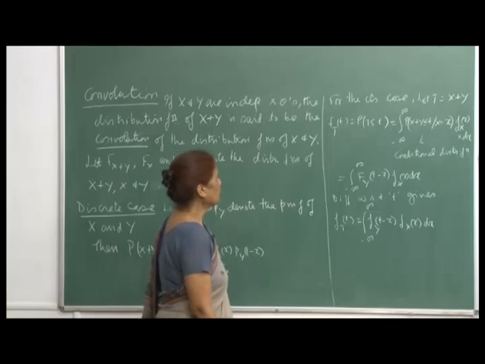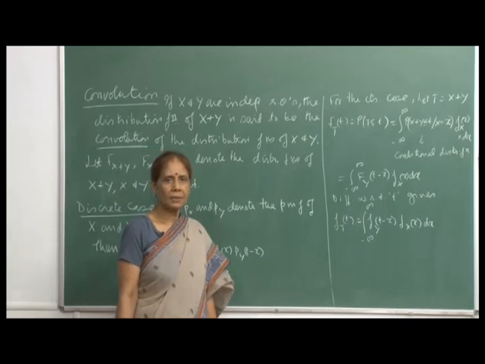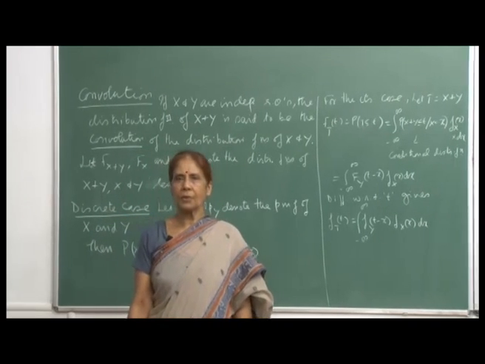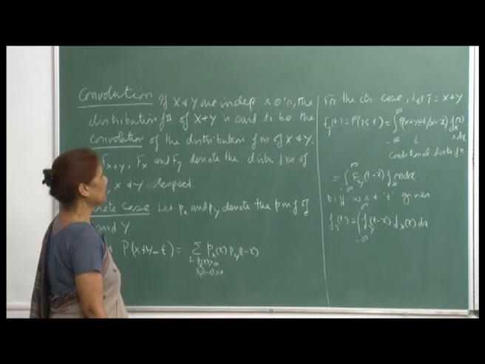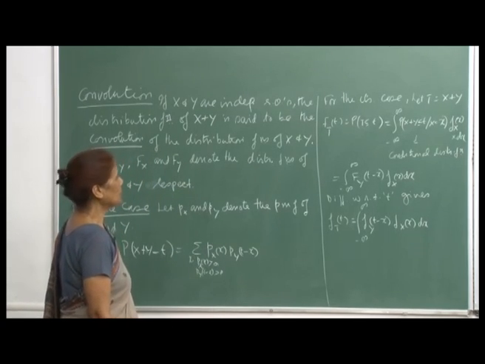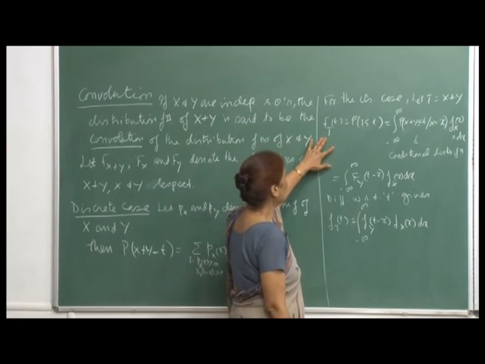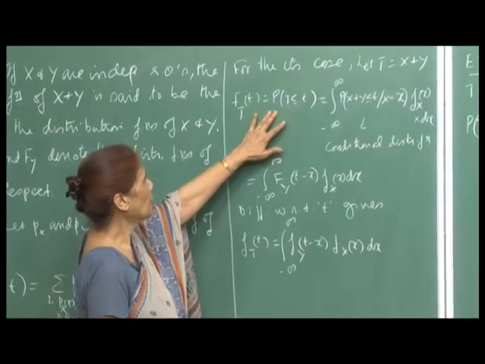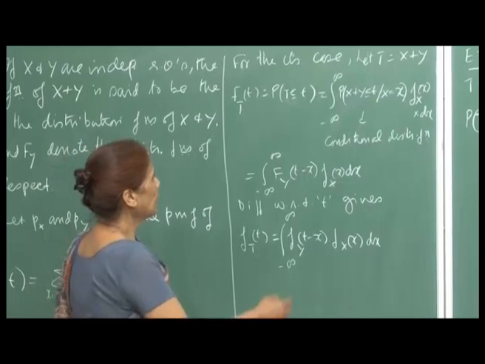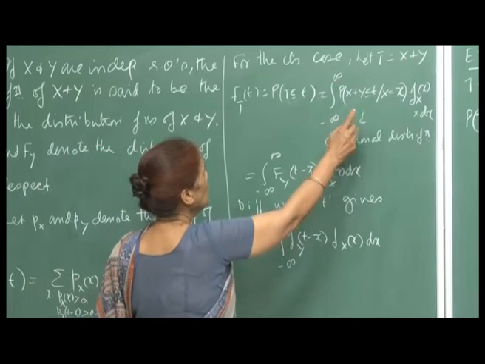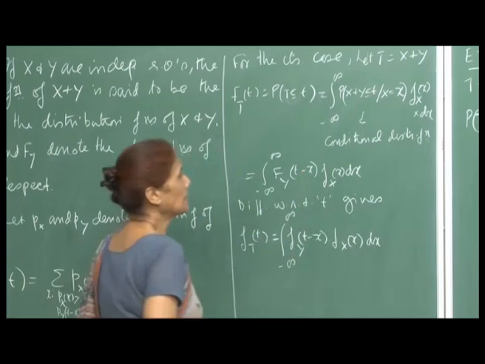So, a simple definition, but we will see how we can apply it. Similarly, for the continuous case, that means when both X and Y are independent continuous random variables, let T denote the sum of the two random variables, that is T is equal to X plus Y. Then your distribution function for T at small t is the probability that capital T is less than or equal to t, and this we can write as the integral from minus infinity to infinity of the probability that X plus Y is less than or equal to t, conditioned on X equal to x.